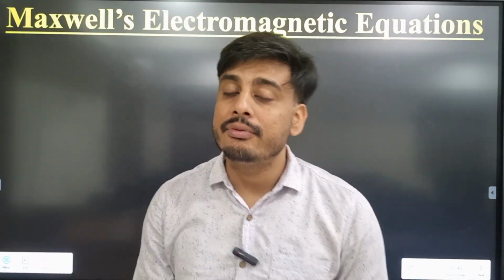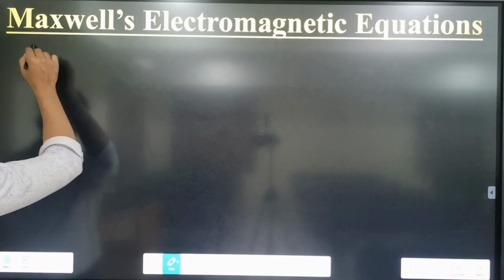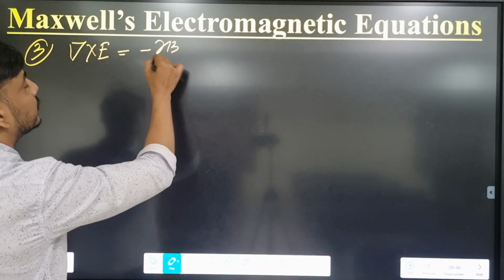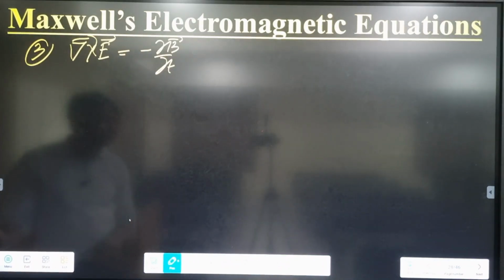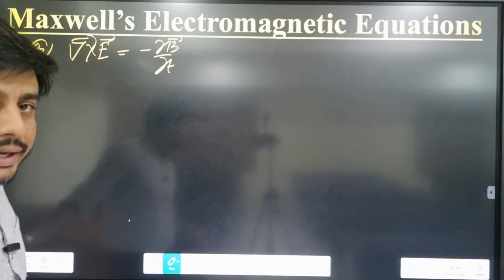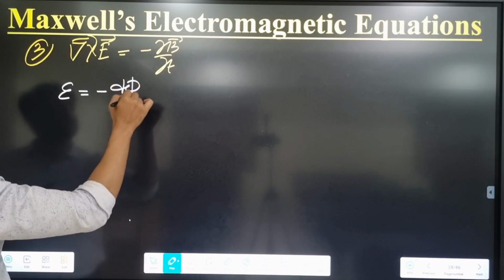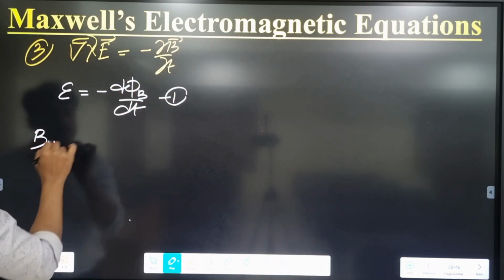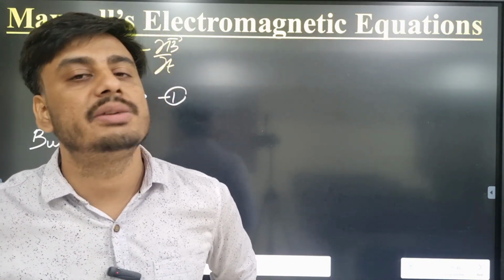The third equation we will derive from Faraday's laws of electromagnetic induction. So from Faraday's law, the third equation is del cross E equals minus del B by del t. We have to derive this one. From Faraday's laws, we know that EMF equals minus d phi B by dt, the negative rate of change of magnetic flux linked with the coil.